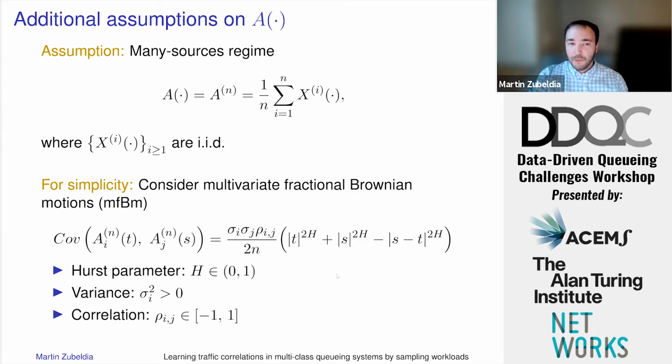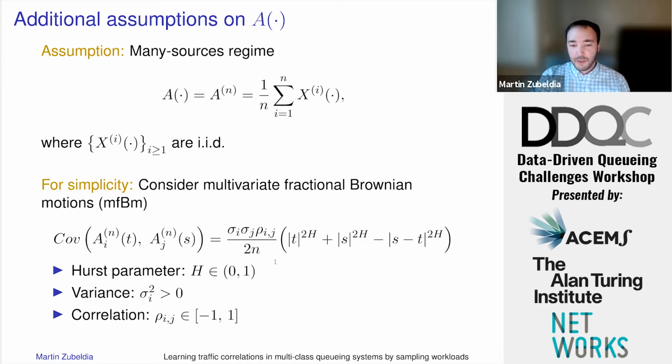So if we have a lot of arrivals in one interval of time, then it's more likely that we have more arrivals in the next. And H less than 1/2 are short-range dependent processes. That's the opposite. They have kind of a negative correlation in time. So if you have a lot of arrivals in some interval, you're more likely to have fewer arrivals in the next. And H equal to 1/2, the Brownian, is the case where they're independent. So there's no positive or negative correlation.